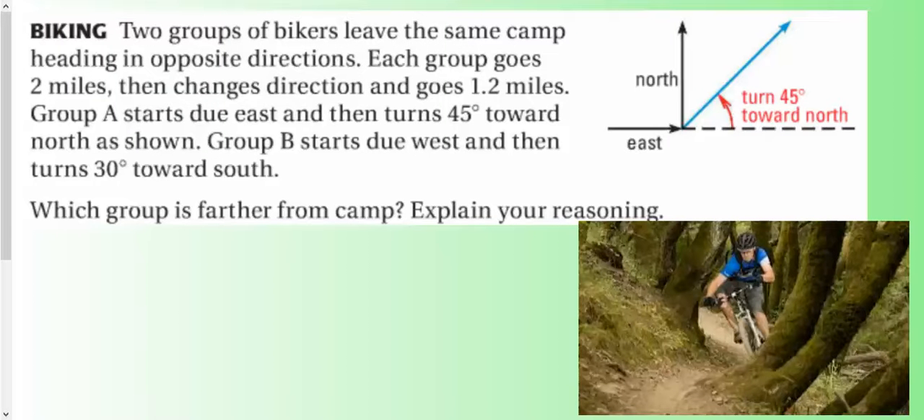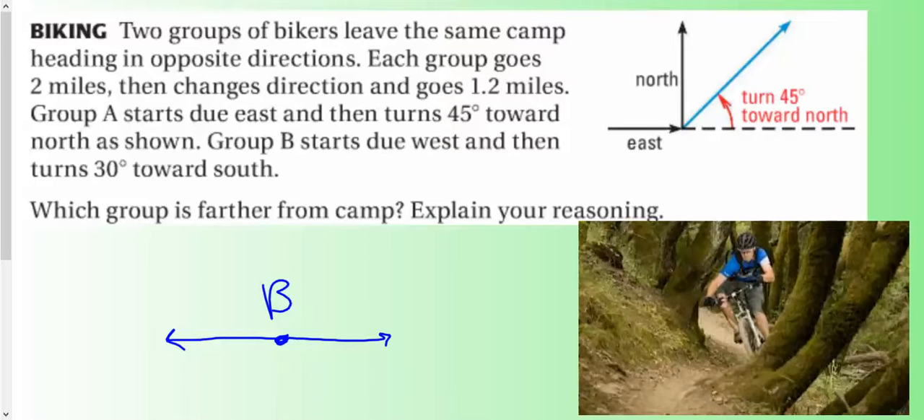Two groups of bikers. This is a problem that shows up in your textbook, so I always like to do this one because it's kind of a fun, tricky question. I'm going to recommend drawing a picture like I almost always do. Two groups of bikers leave the same base camp and are heading in opposite directions. So here's our base camp right here, and they're heading in opposite directions. We got two groups of bikers.